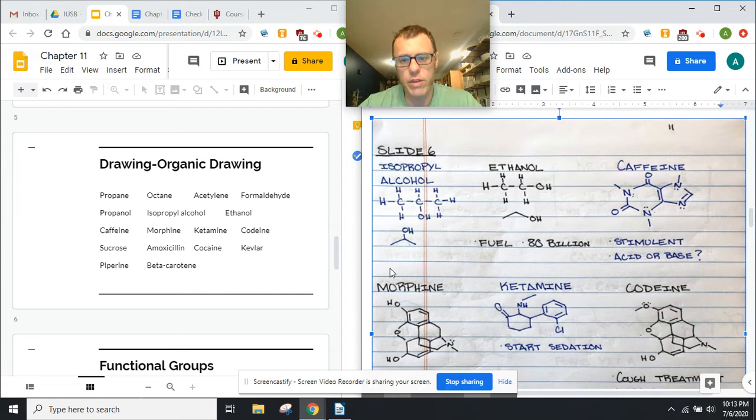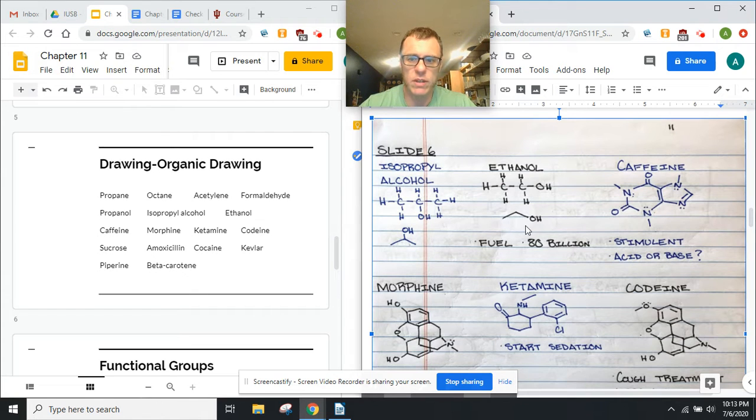The way that we draw this is we have one, two, three carbons, and then coming off that carbon is an OH. The nice part about organic drawing is we don't talk about wedges and dashes. Usually, it doesn't mean it's never. All right. So that's isopropyl alcohol.